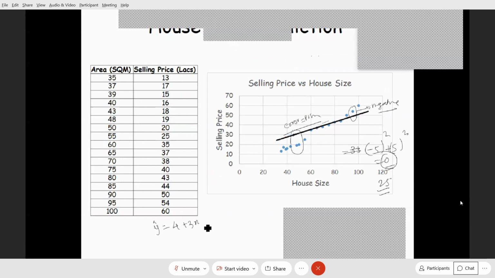Now put 35 instead of x. What will be your y cap? 109. So if I put x as 35, it is going to be 109, right? If I put 37, am I going to get a different value or the same value? Yes, a different value. Even if the equation of the line is the same, you're going to get a different value. So the value depends on x, not theta?